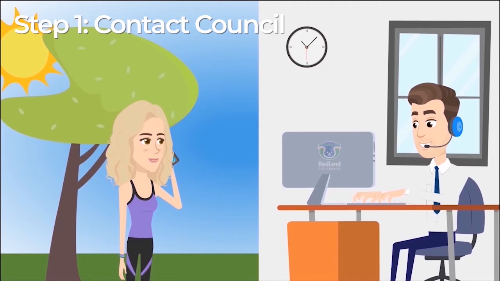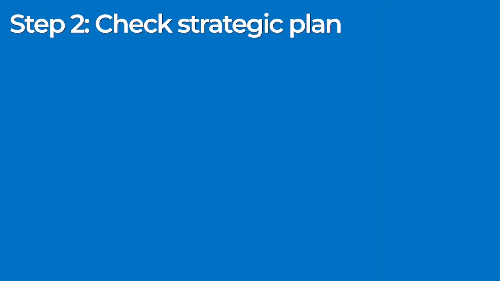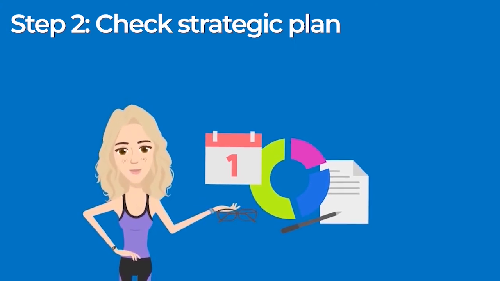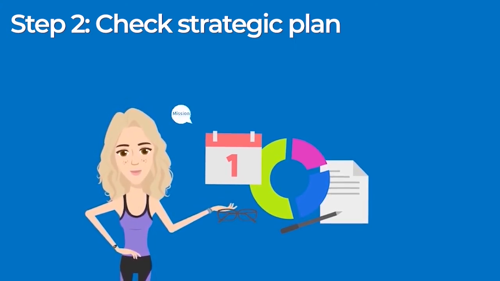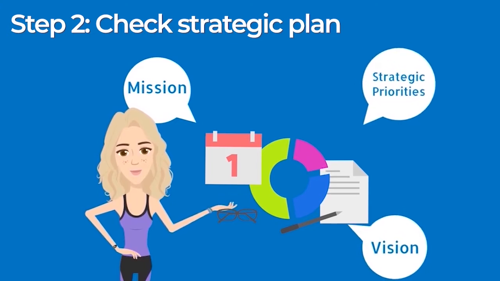Step 1 is to contact council. Once you have an idea about a facility improvement, contact council so that they can run you through the landowner's consent process. Step 2 is to check if your new project is identified within your strategic plan. You must ensure that upgrades or improvements to facilities come from an identified need, and it is recommended that organisations take proactive measures to anticipate when facility upgrades will be necessary and formulate a strategic plan.